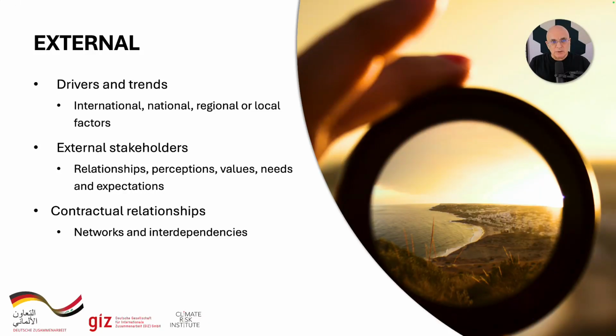If we're looking externally, we're thinking about drivers and trends, international, national, regional, local factors. Who are our external stakeholders? What relationships, perceptions, values, needs, and expectations do we need to consider? And what sort of contractual relationships do we have? What networks and interdependencies are we facing?